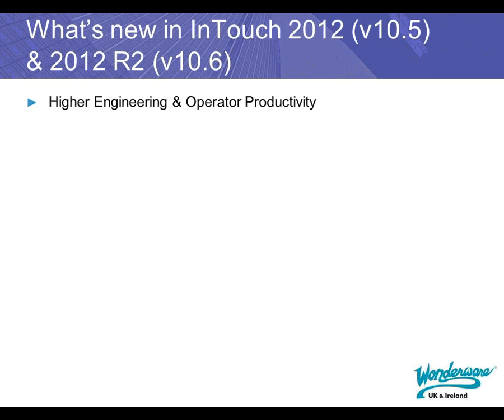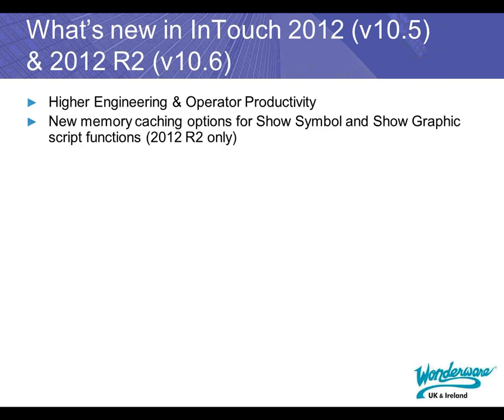Higher engineering and operator productivity. Now, this is achieved by maintaining aspect ratios regardless of the development machine's resolution. Also, new Windows thumbnail preview to easily view windows. There's a show graphics script function that launches Orchestra graphics in a pop-up window. Synchronize all online blink animations to reduce operator eye strain. And a new close window button to quickly close the windows.